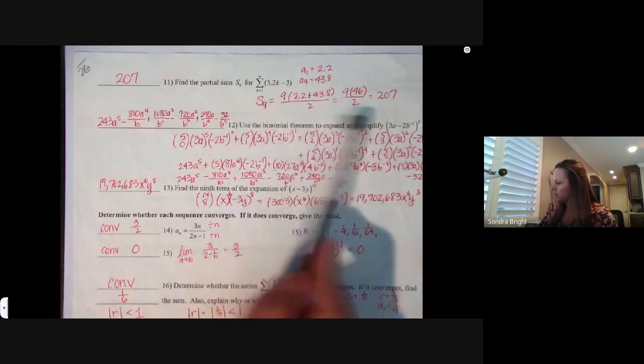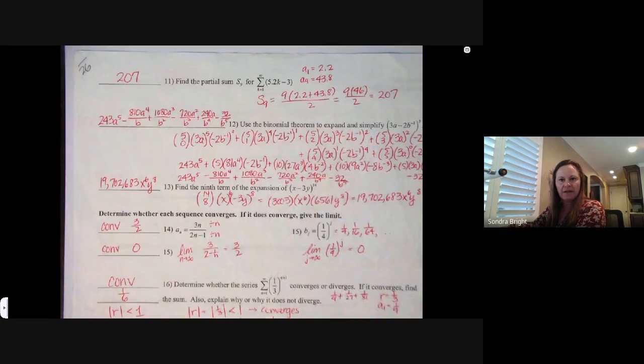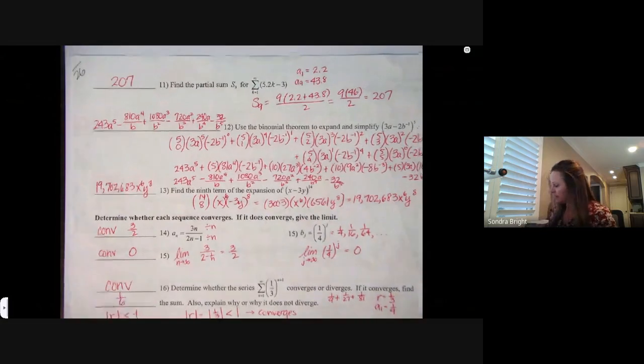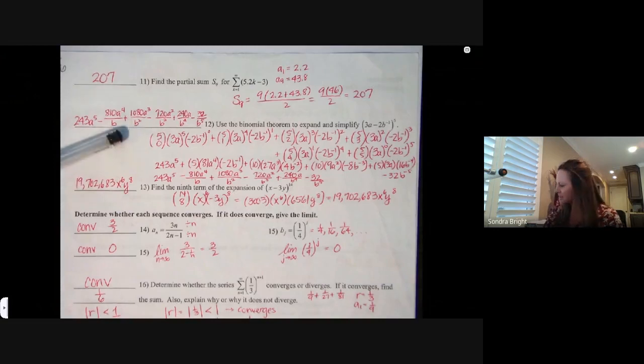Using the binomial theorem to expand it, let me make sure the whole thing is on there. It's a lot of work, right? But you should have ended up with this answer in the end. If you had written b to the -1 power and b to the -2 power, that would be fine too. There's nothing wrong with that.